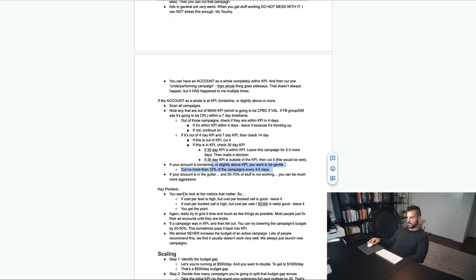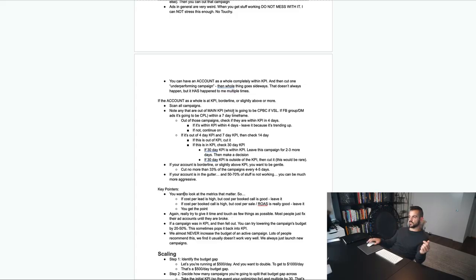So, some key pointers. You want to look at the metrics that matter. If cost per lead's high, it doesn't really matter. If cost per booked call is good, that's great. Cost per lead, especially when you get more long-term, does not matter. Now, if you're running low budgets, like campaigns at $100, $200, and your cost per booked call KPI is 200 to 400, obviously your lead and lag time to get data on that is going to be longer, right? And so then you can start to look at cost per lead, because if anything happens egregiously bad there, you could be worried.